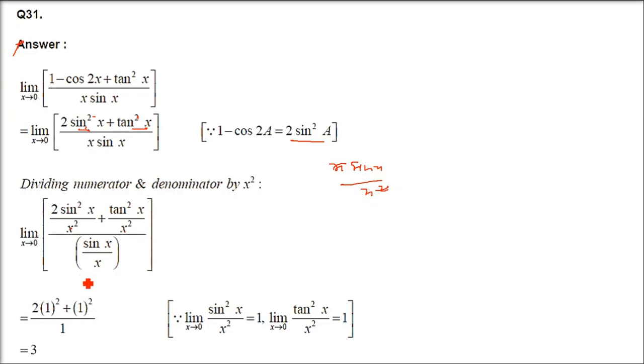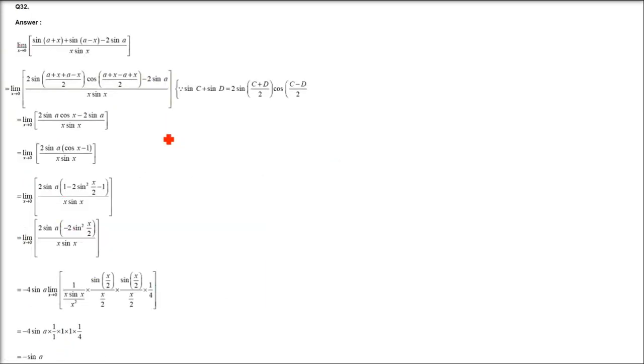So this sin x by x, of course, denominator you have. Now sin square x by x square is 1, tan square x by x square is 1, and 2 is already there, 2 plus 1, numerator 2 plus 1, and then we have sin x by x, that is 1. So 2 plus 1 is 3. 3 will come.